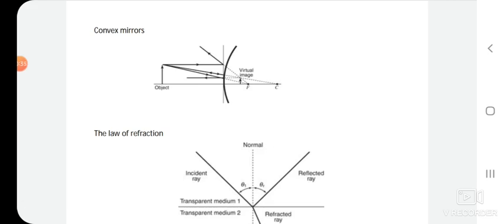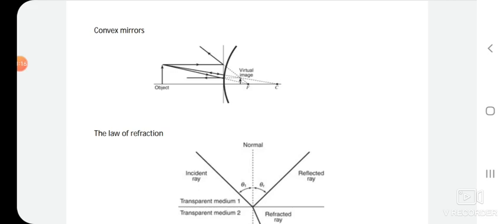So, in a convex mirror, if we see, the optical axis is there, the object is there, and a virtual image is formed when incident light is incident on the convex surface of a mirror. How that image is formed, we have to understand with the help of this graphical diagram. This graphical technique for locating the image of a convex mirror is shown in this figure.